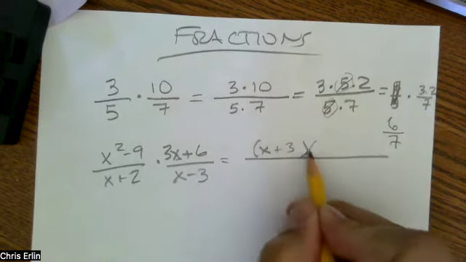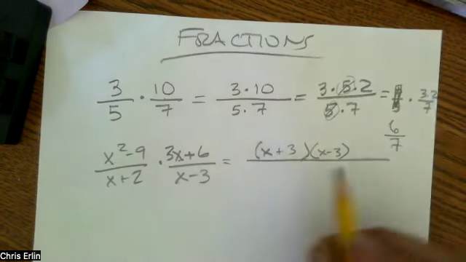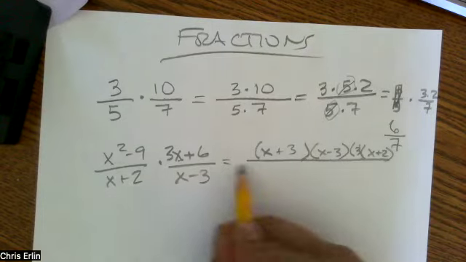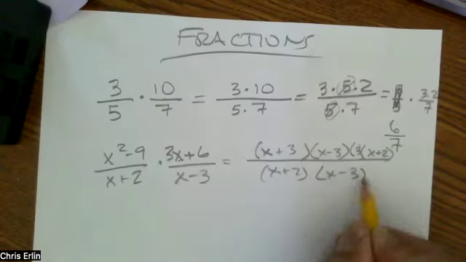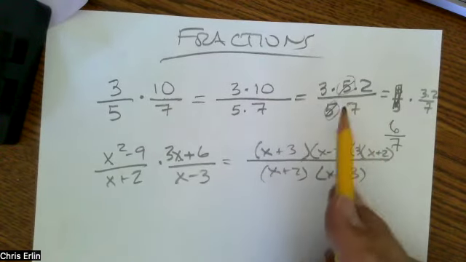Good. X plus 3, x minus 3. Excellent. How does 3x plus 6 factor? 3 times x plus 2. On the bottom, I've got an x plus 2, got an x minus 3, and because these are all multiplied together, I can do like I did up here.